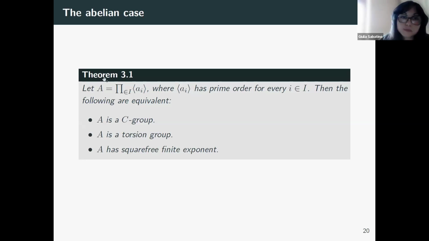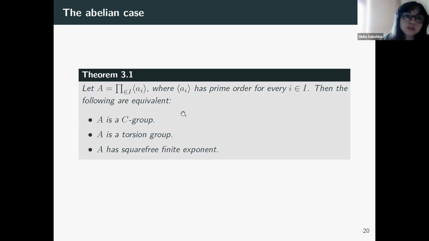Let's look at this structure and assume that A is torsion. Of course, we have that there are only finitely many primes involved as orders of these cyclic subgroups, because otherwise we find ourselves in the same condition of the previous counterexample, with the risk of finding non-periodic elements. So for this reason, there are only finitely many primes involved. And if we consider the least common multiple of these primes, it is precisely the product of all of them, which is also the exponent of A. So A has square-free finite exponent.